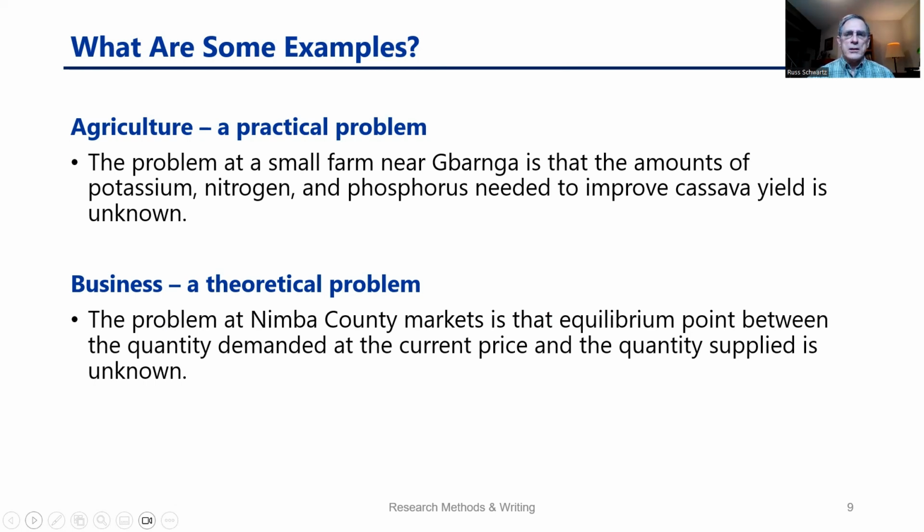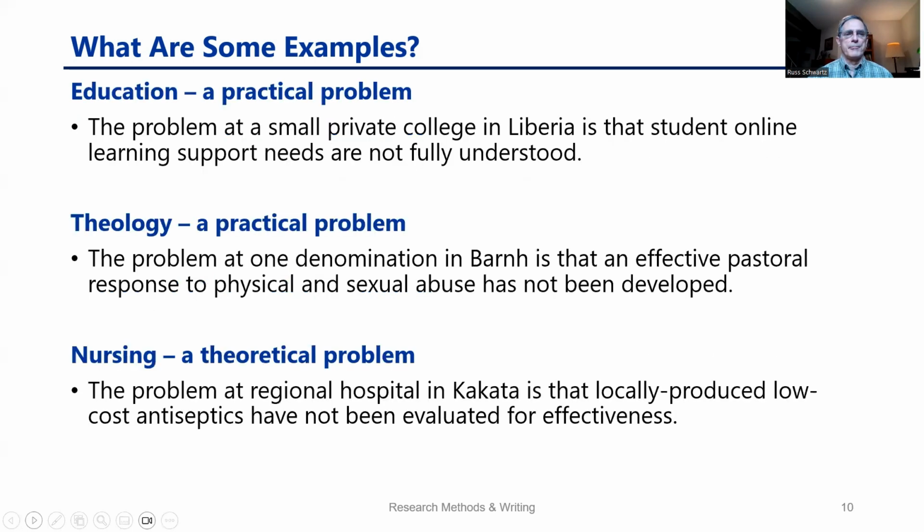Now let's look at a theoretical problem from business. The problem at Nimba County markets is that equilibrium point between the quantity demanded and the current price and the quantity supplied is unknown. So here again, we have a location and the problem. How about education? Practical problem. The problem at a small private college in Liberia is that student online learning support needs are not fully understood.